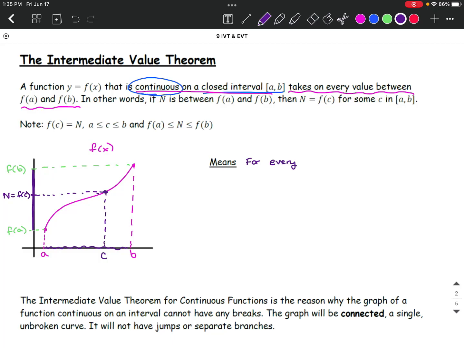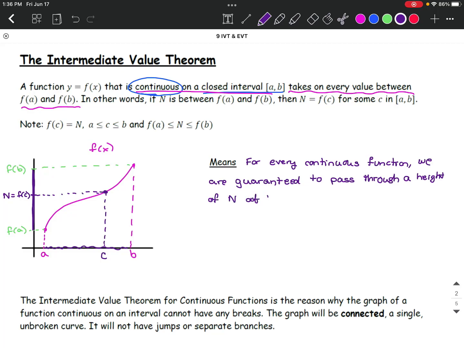For every continuous function, we are guaranteed to pass through the height of n at least once when f of a is less than or equal to n is less than or equal to f of b. Or it could be a decreasing function and go this way. Okay, it can go that way also.